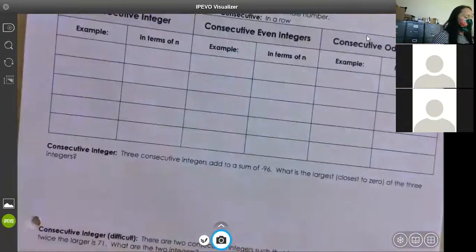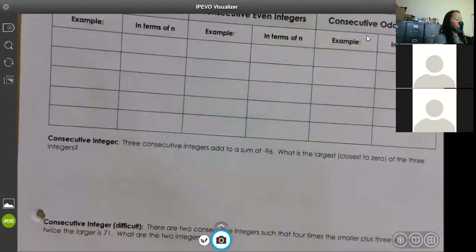Y'all just tell me. All right, so the last thing that we're going to do is consecutive integer problems. So do y'all know what consecutive means? Kendall, you play basketball. What are consecutive three-pointers? Back to back, right? So that's exactly what consecutive integers are. They are numbers that happen back to back.